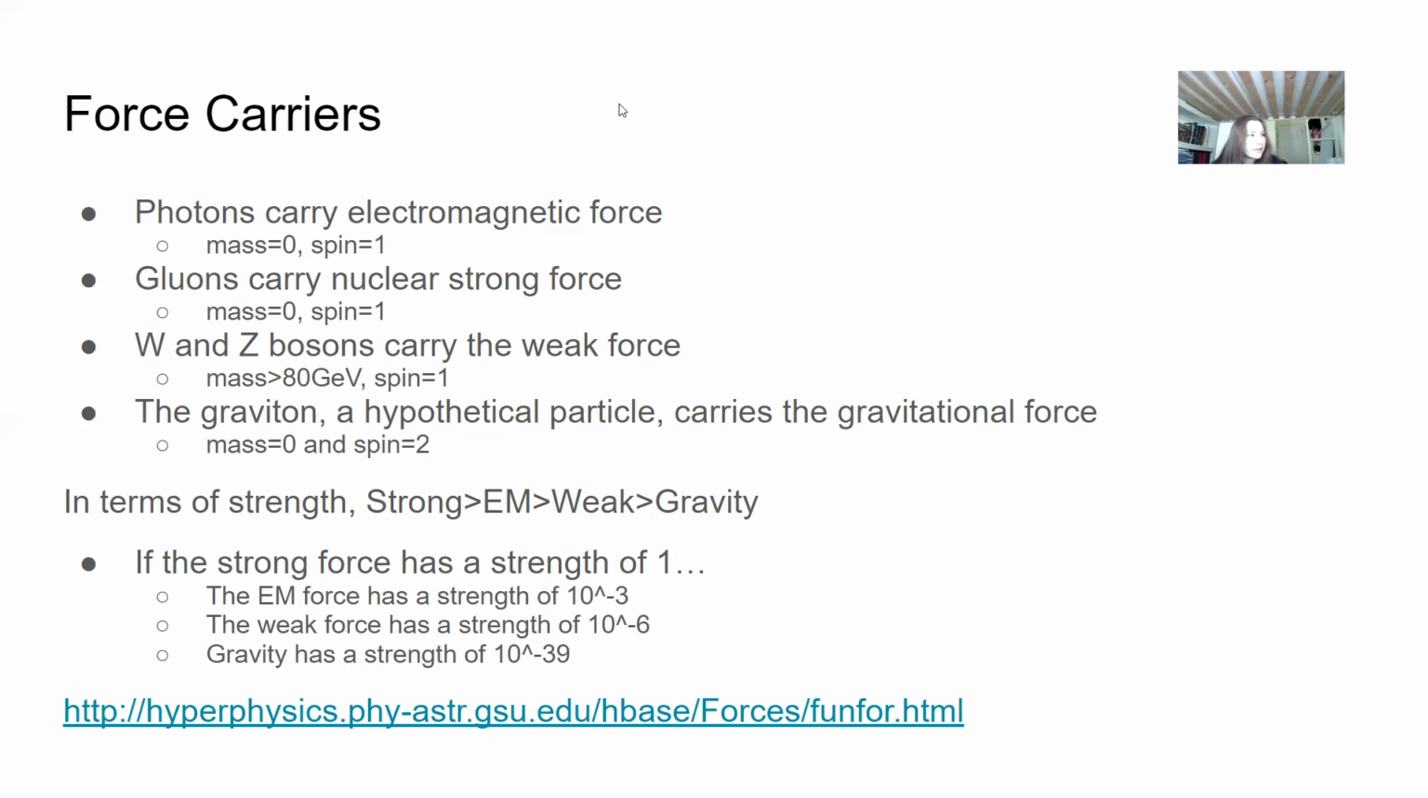In terms of strength, the strong force is the strongest, and then electromagnetism, and then the weak force, and then gravity. To put this into terms of numbers, if we just say the strong force has a strength of 1, the electromagnetic force has a strength of 10 to the negative 3, the weak force has a strength of 10 to the negative 6, and gravity has a strength of 10 to the negative 9. And in that link there, it gives a nice overview of each of the force carrying particles and the different forces.